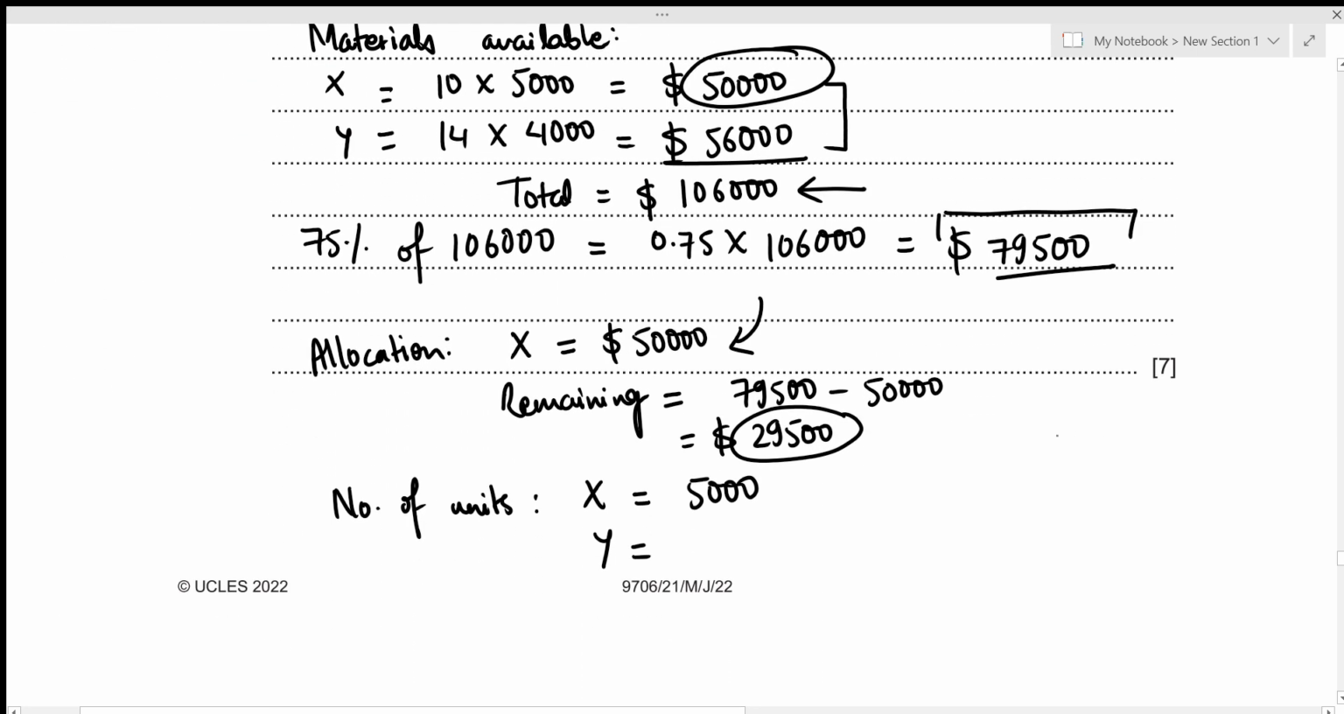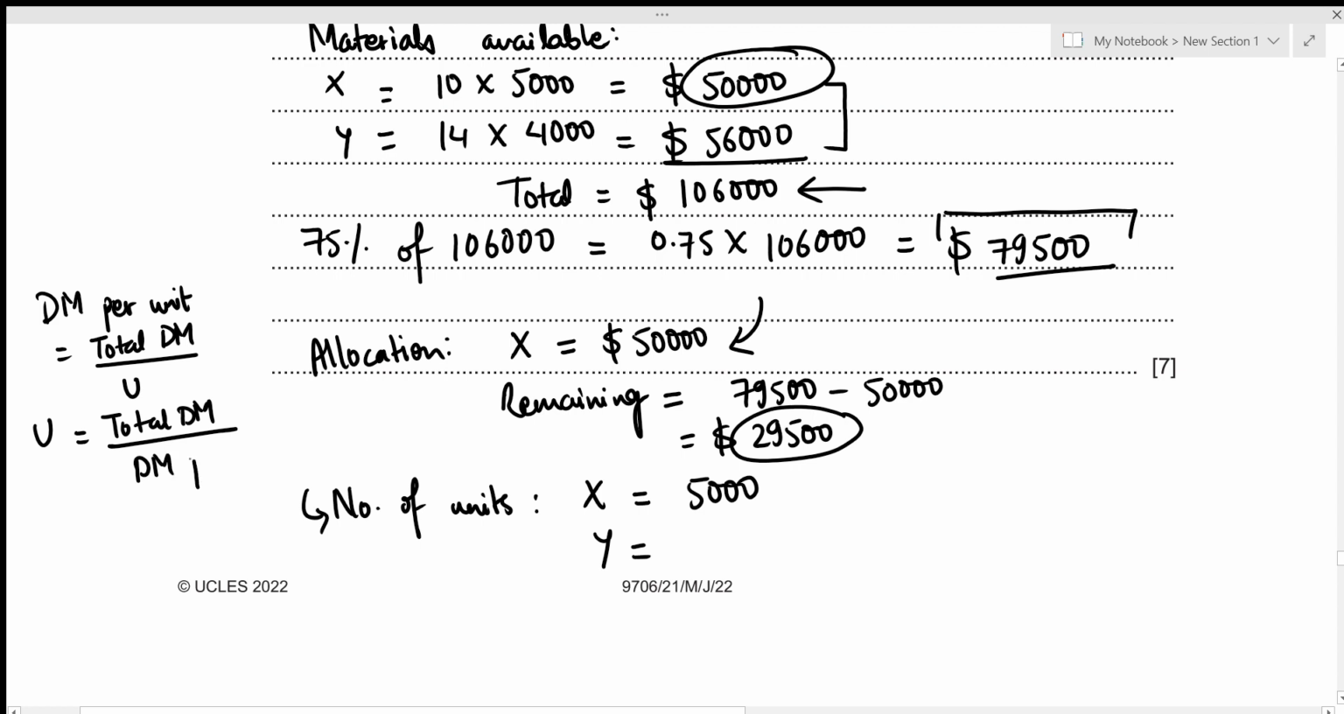So I'm just going to explain the formula right here. Direct materials per unit is just the total direct material cost divided by the number of units, right? So right now we are figuring out our number of units. So number of units is just the total direct material divided by direct material per unit. So we will be utilizing this formula.